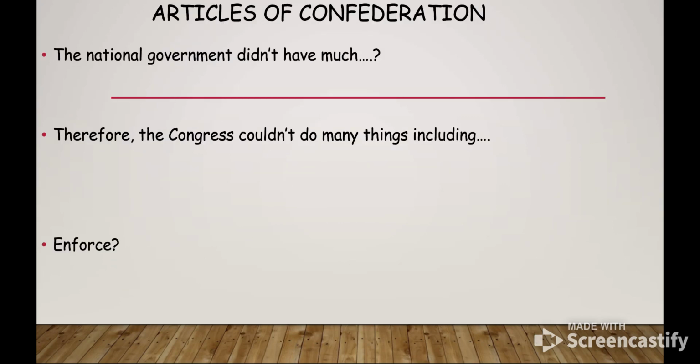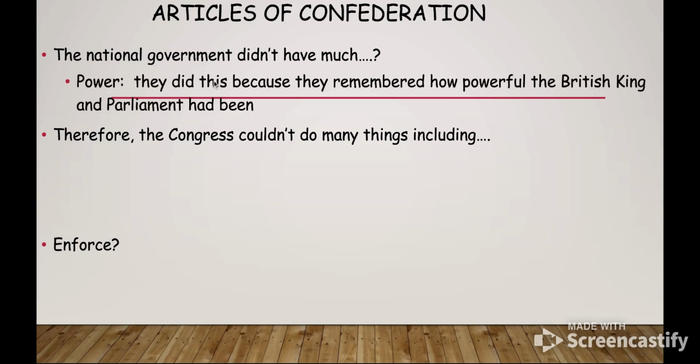We already got that. Okay, so reading on it says, therefore, the national government didn't have much power. And the reason why there was no president, and Congress couldn't do that much, is because when they're writing this, they're at war with Britain. And the whole time they're remembering back about King George and Parliament and how much they hate them. So they're doing the exact opposite. They're not giving a lot of power to the national government.